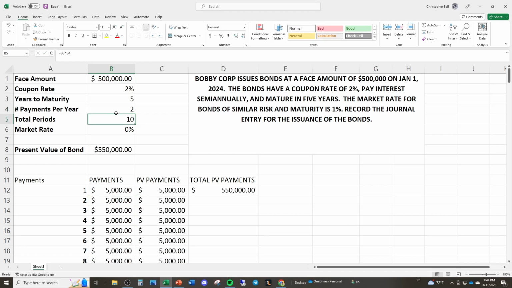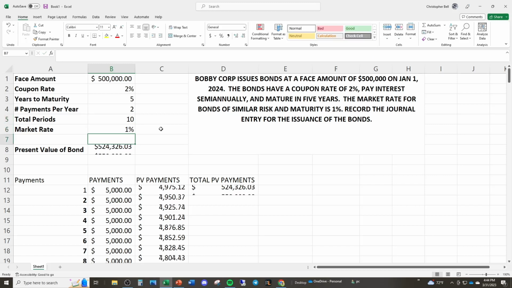So total periods, we have a total of 10 periods. And that makes sense because if it's a 5-year bond and it pays twice a year, well, guess what? It's 10 total interest payment periods. And finally, we have the market rate of 1%.